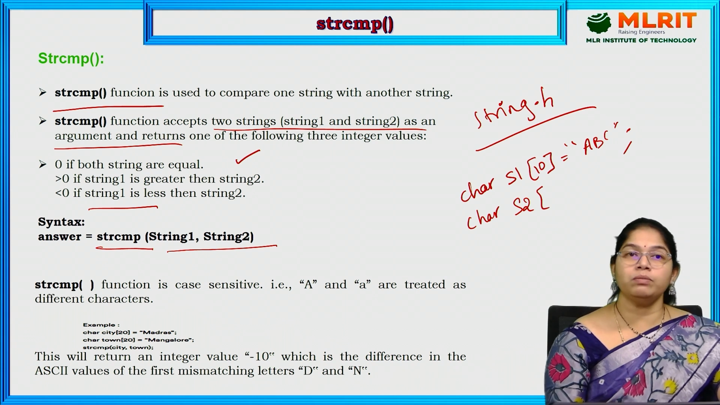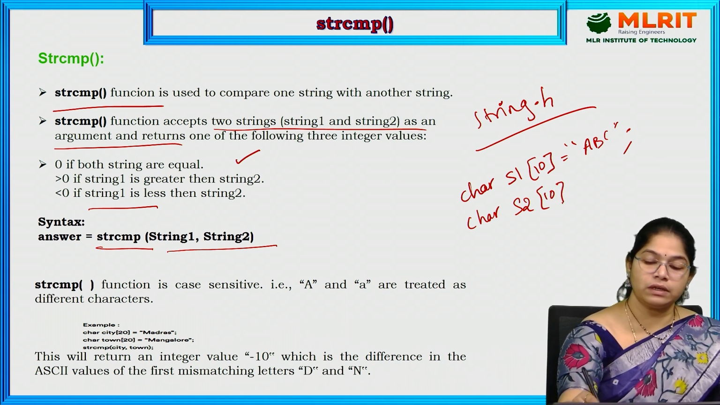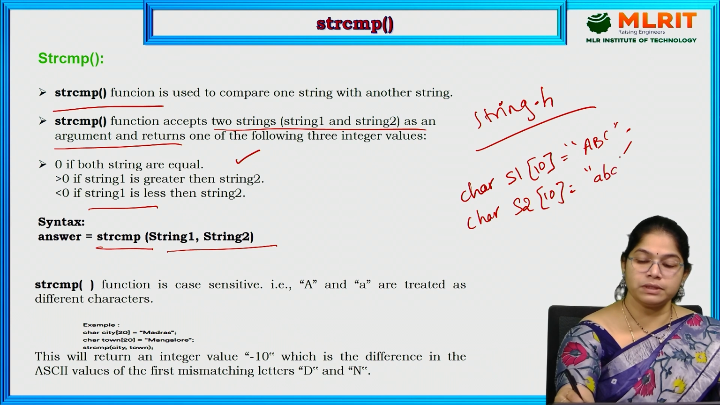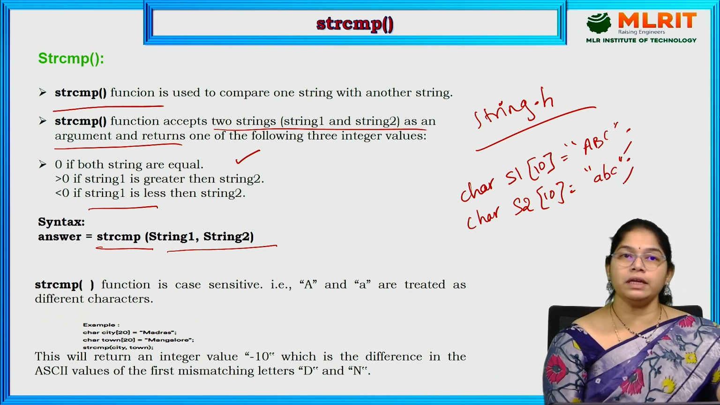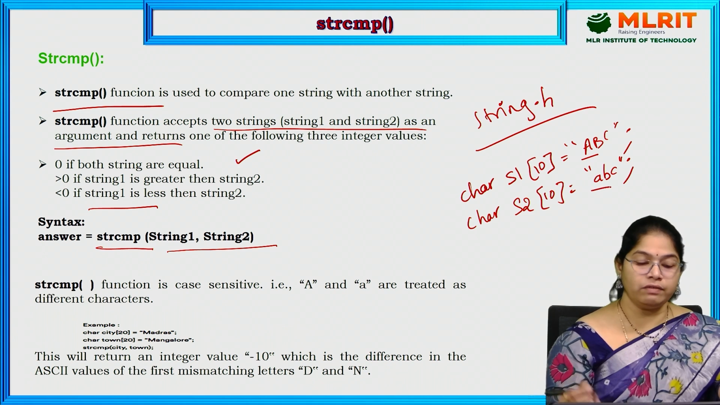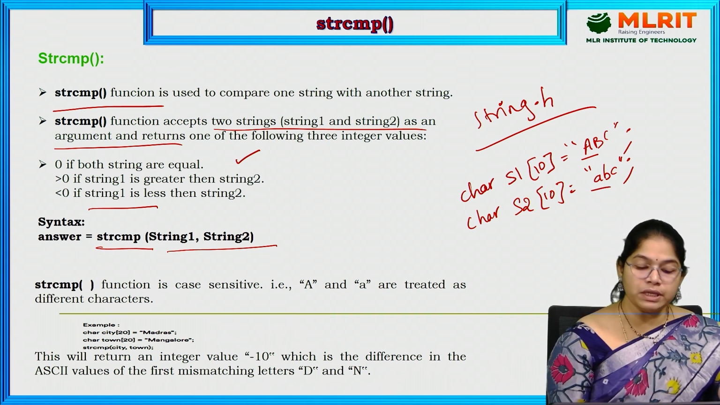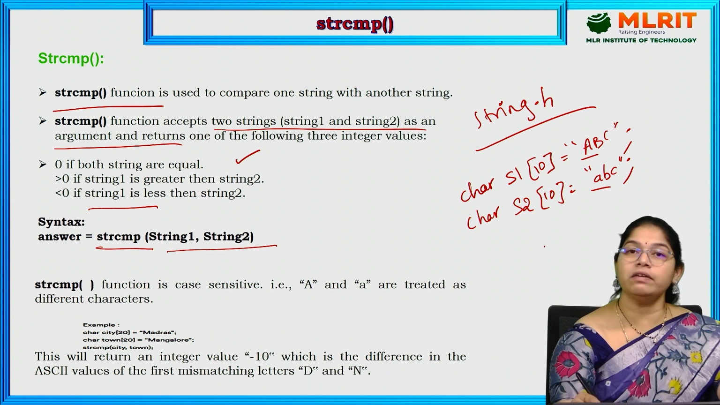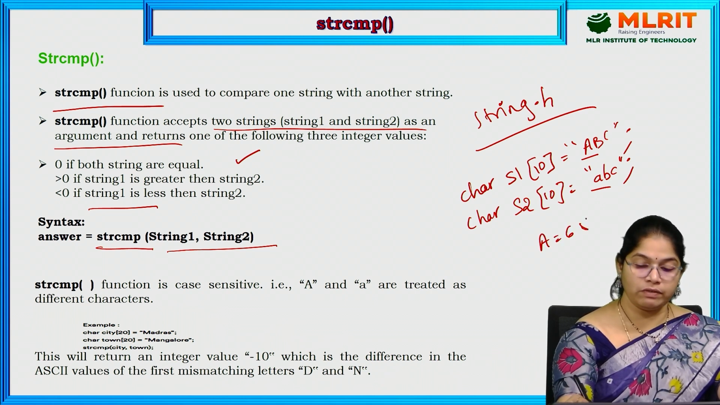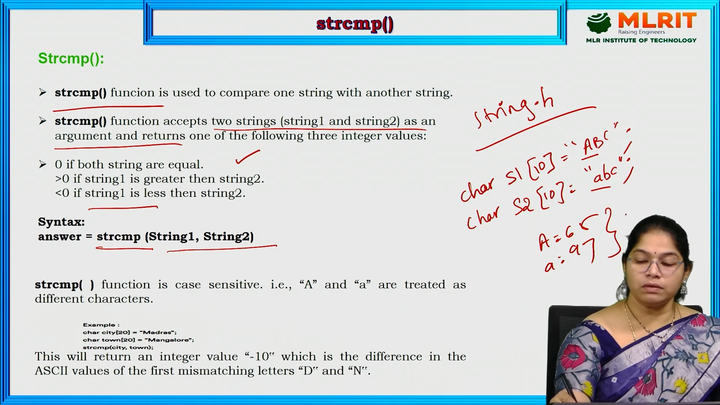Then one more string I consider which is of type character, S2, size of the string is 10. Here I am taking small abc. When I am comparing these two strings, here I have capital A and here I have a small a, where this function is case sensitive. It compares with the ASCII values. The ASCII value of capital A is 65 and small a is 97. So these strings are not equal.